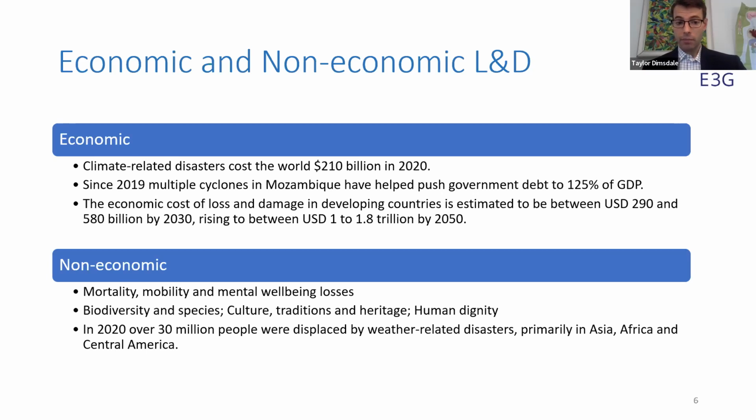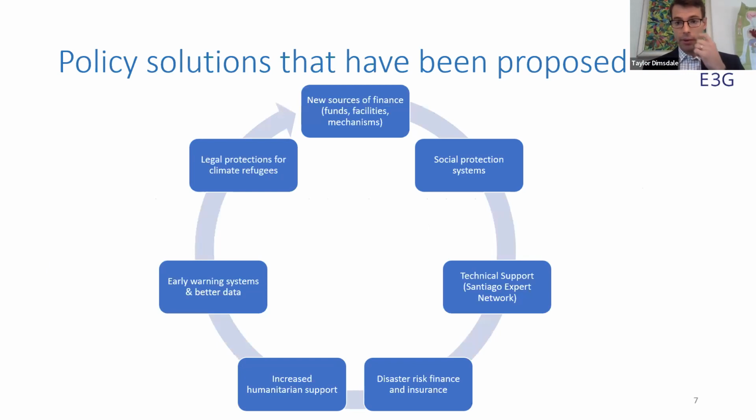So that's things like mortality, mobility, mental well-being loss, but also loss of biodiversity or species, culture, traditions, heritage, human dignity. Displacement could fall into this category. And as I think Alison maybe already mentioned, non-economic loss does not mean that there is no economic cost associated with it. Obviously, there are economic costs associated with things like displacement or loss of livelihoods. It just means it can't be fully accounted for from an economic standpoint.